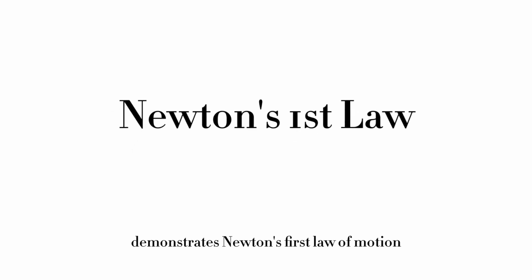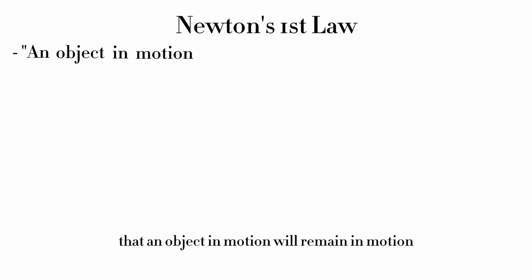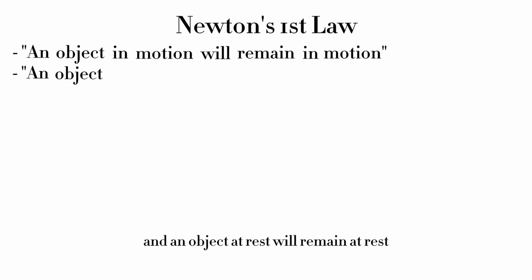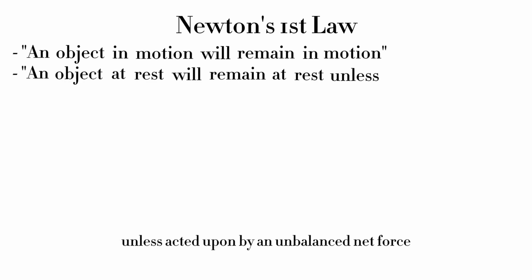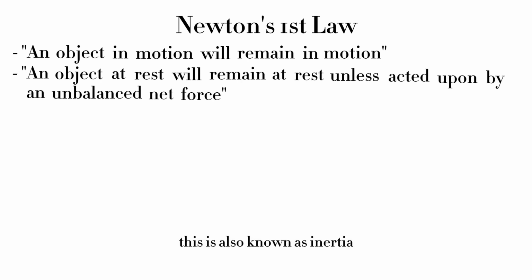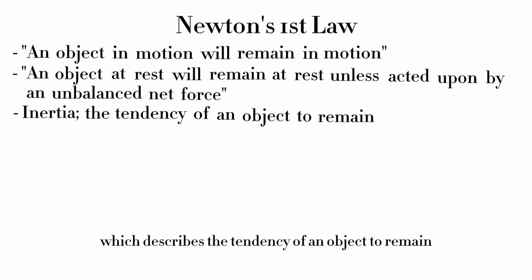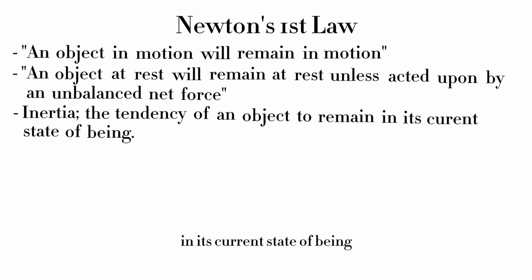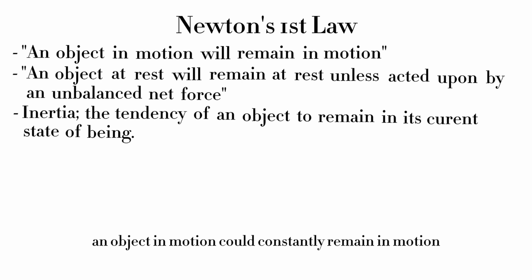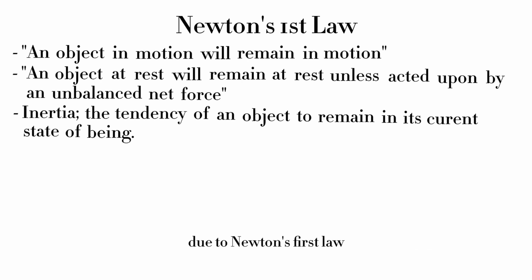An object at rest demonstrates Newton's first law of motion, which states that an object in motion will remain in motion and an object at rest will remain at rest unless acted upon by an unbalanced net force. This is also known as inertia, which describes the tendency of an object to remain in its current state of being. Although intuitively, an object in motion should constantly remain in motion due to Newton's first law, the motion of the object is slowed by the force of friction.